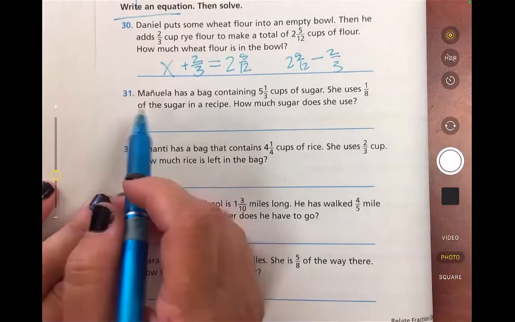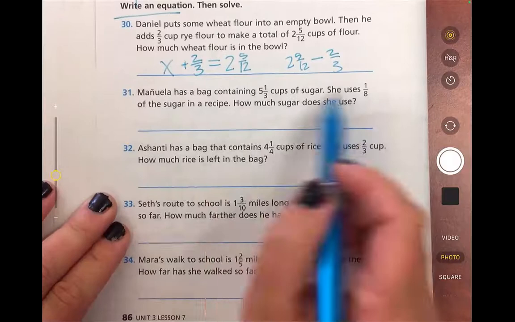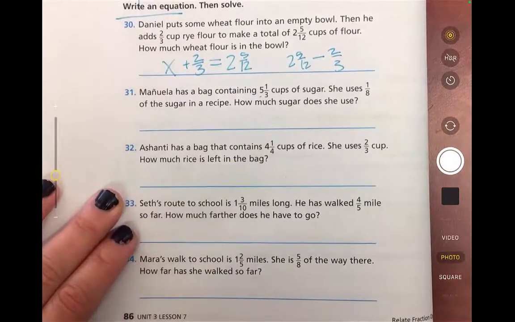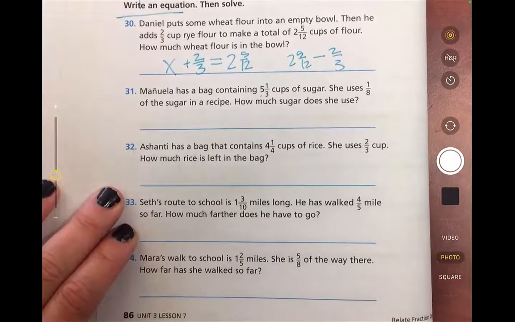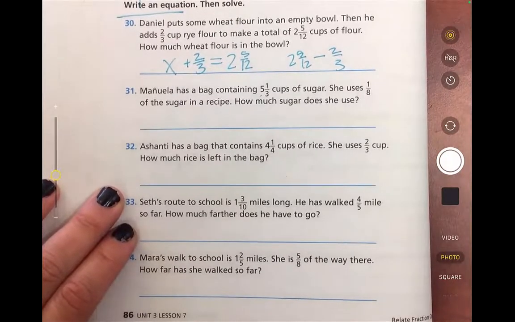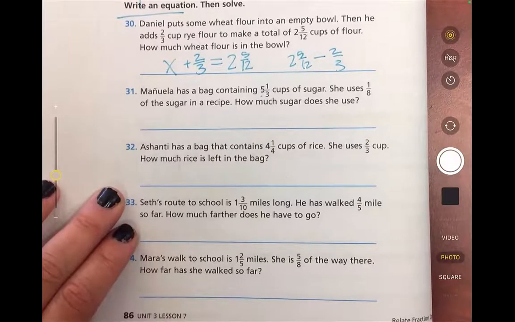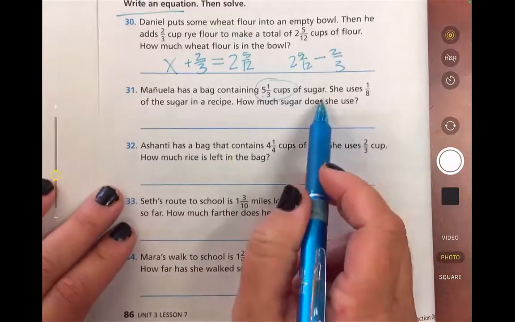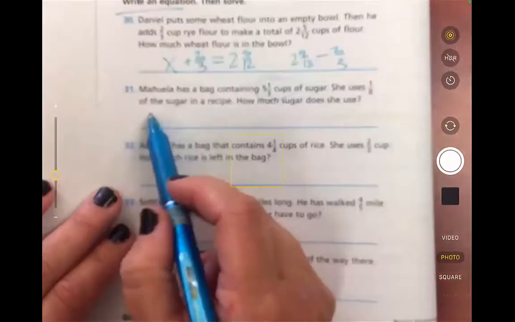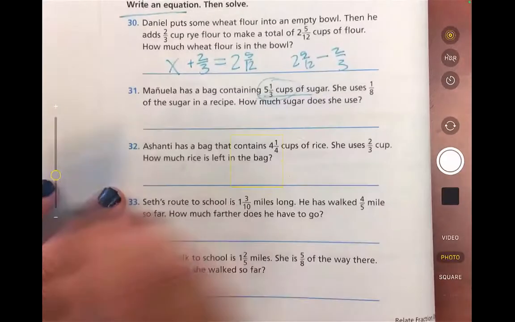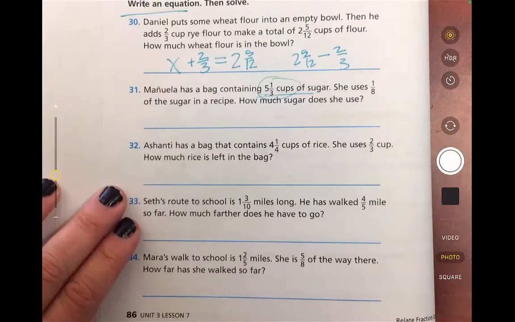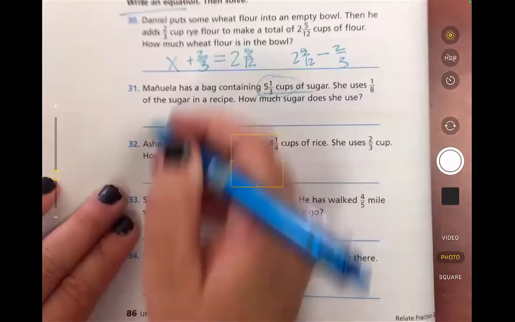So 1/8 of the sugar, 1/8 of the bag of sugar, I guess is the words I'm missing. Okay. So what do you think our operation is for this one? Subtraction. So she has a bag that contains 5 1/3 cups. She uses 1/8 of the sugar, 1/8 of the 5 1/3 cups. What does of mean? Multiply.